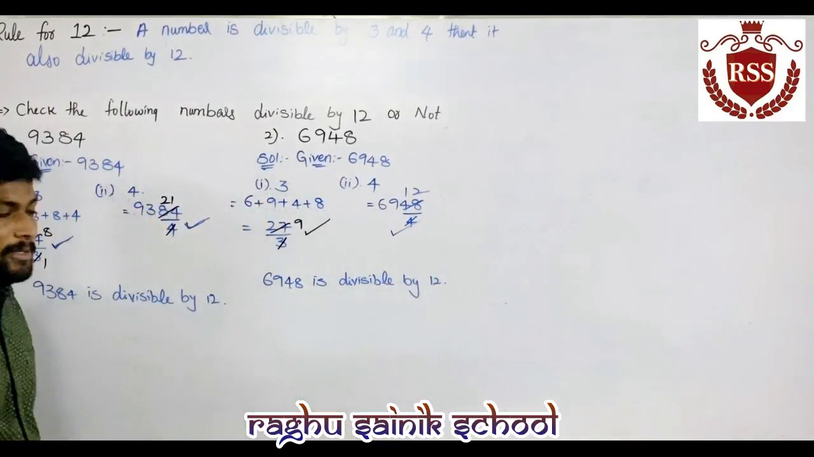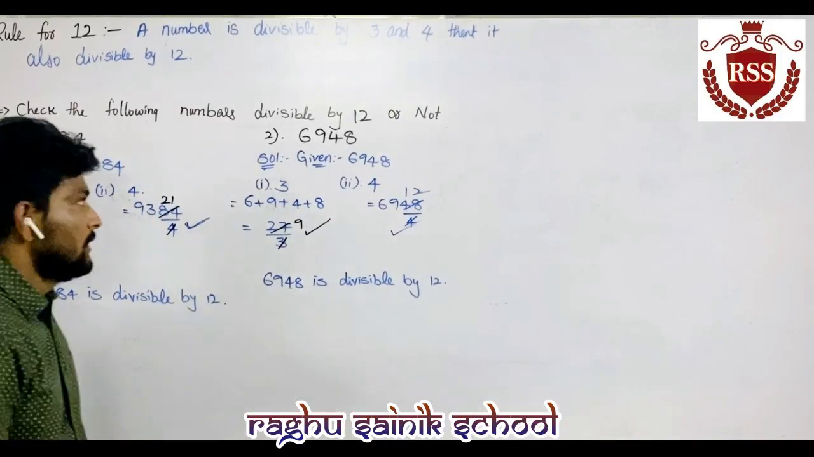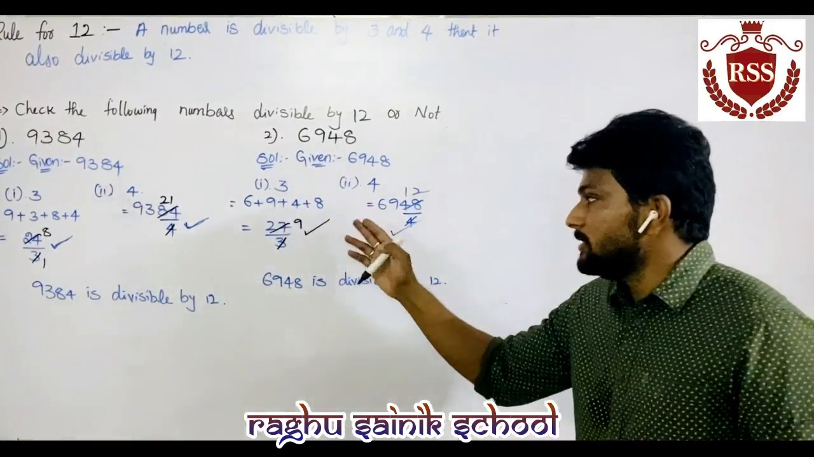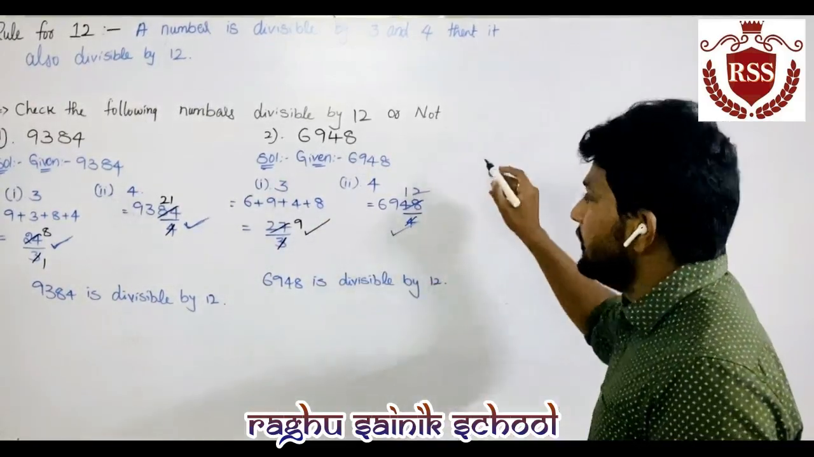12. What is the divisibility rule of 12? A number which is divisible by 3 as well as 4 is also divisible by 12.